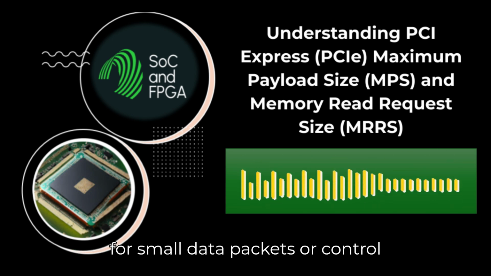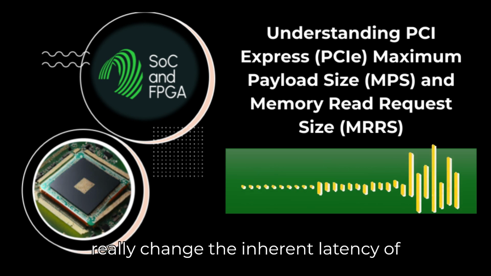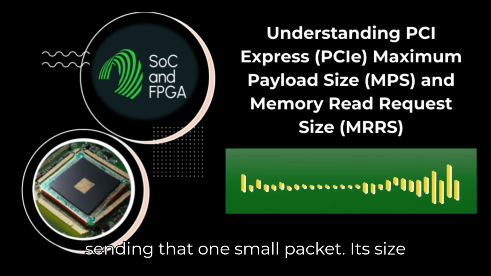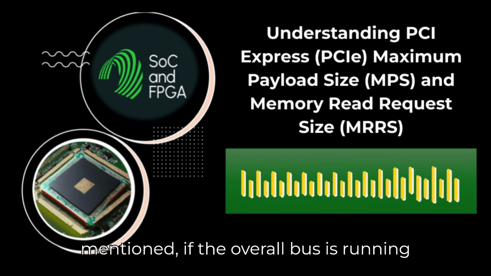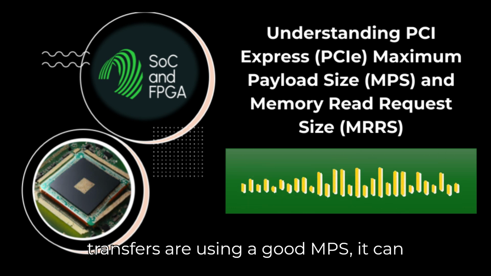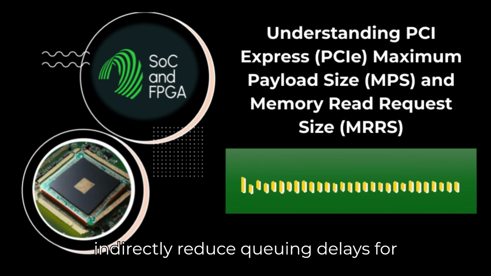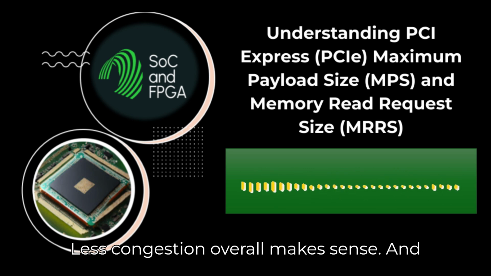Okay. But for small data packets or control messages, the MPS setting itself doesn't really change the inherent latency of sending that one small packet. Its size is already small. Right. However, as we mentioned, if the overall bus is running more efficiently because background large transfers are using a good MPS, it can indirectly reduce queuing delays for those small, latency-sensitive packets. Less congestion overall. Makes sense.